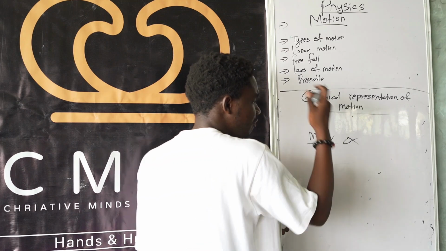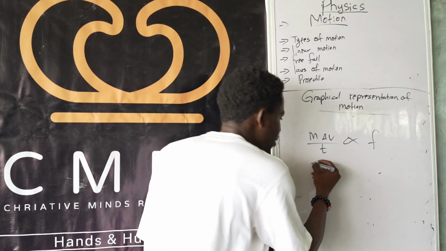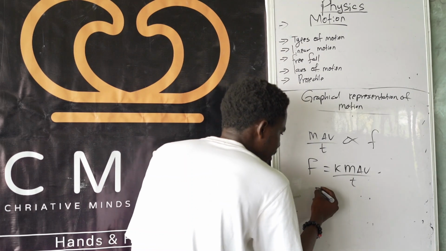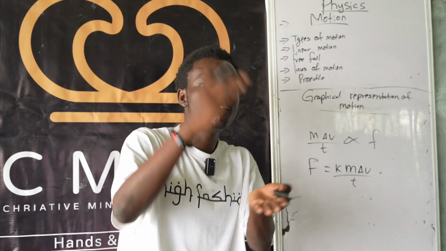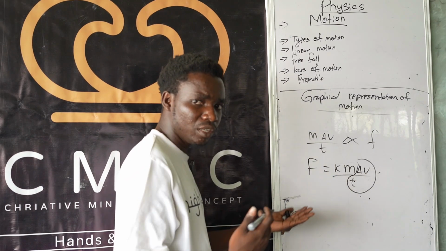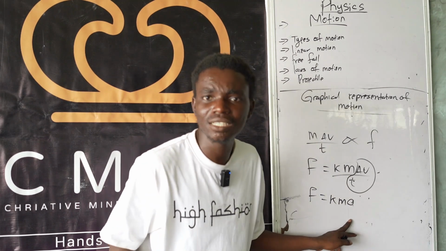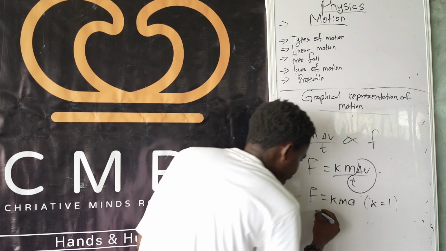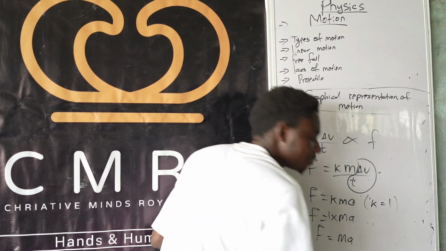Now, I'm having my rate of change in velocity proportional to the applied force. If I introduce a constant, I'm going to have F equal to Km times change in V over T. Now, remember that when we were talking about acceleration, I said acceleration is the rate of change of velocity with time. So look at this: velocity over time. Is it not the rate of change of velocity? Yes. That means I can see my F is equal to Km times A, which is acceleration. Now, my constant K is equal to unity, which is 1. So I will have F equals 1 times MA. That means my force F is equal to MA.